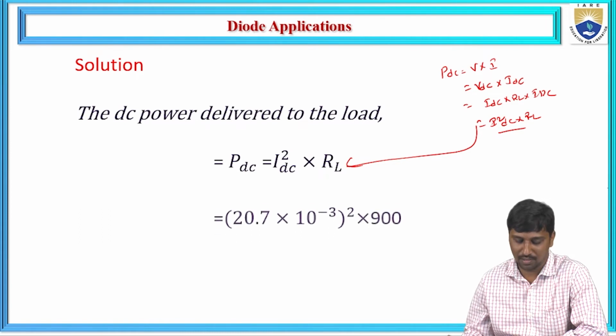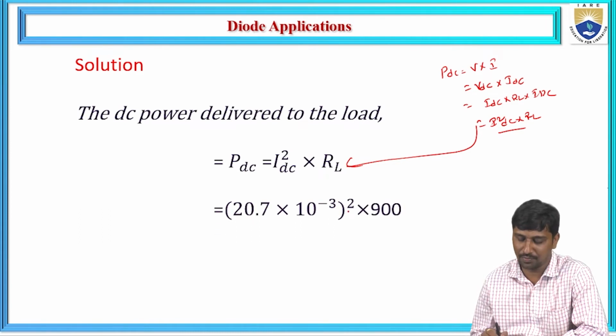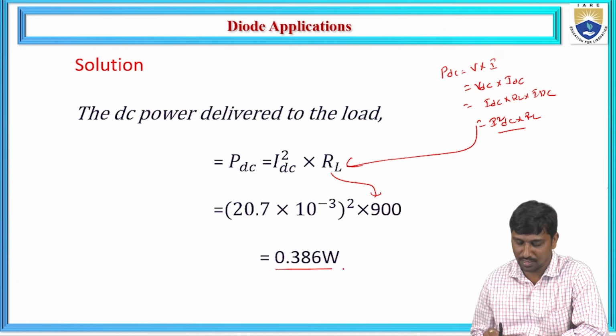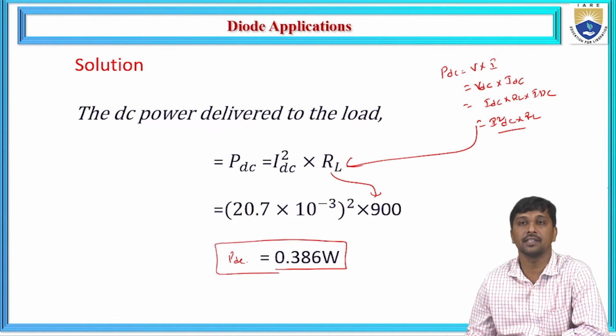Then I can substitute this IDC value, and the RL value is 900 ohms. Then you can observe the DC power is 0.386 watts. So PDC is 0.386 watts.